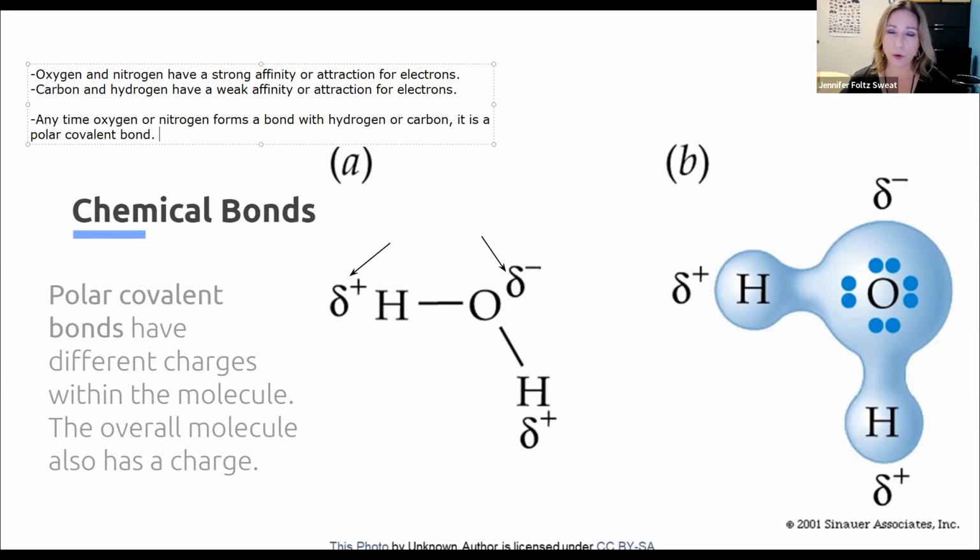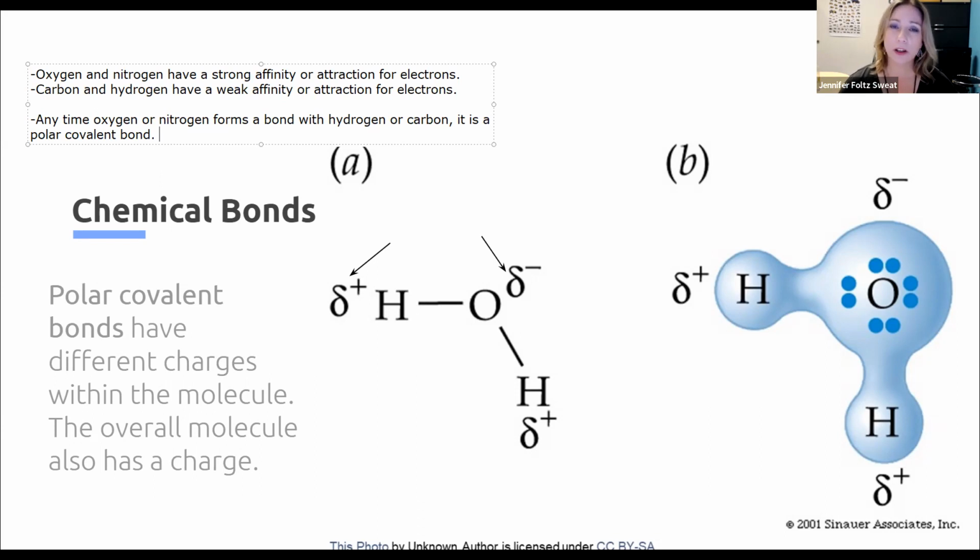That you do have to remember. If I give you H2O, you need to know that it is polar. If I were to give you, say, NH3, nitrogen, 3 hydrogen, you need to know that it's polar. And all you have to remember there is oxygen and nitrogen are like strong magnets, carbon and hydrogen are weak.